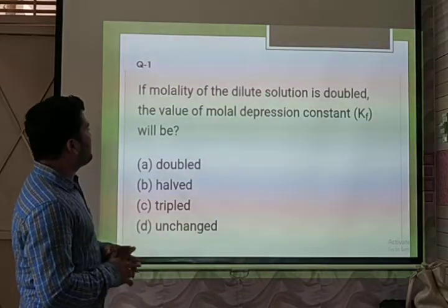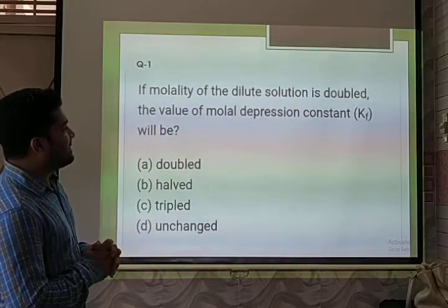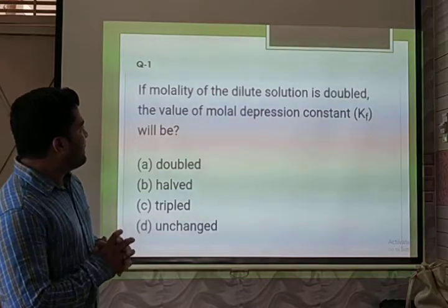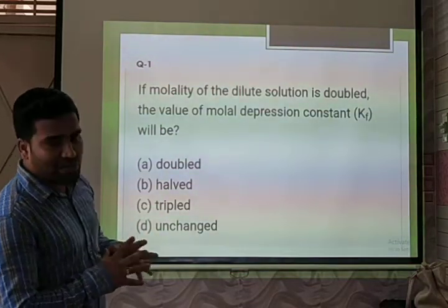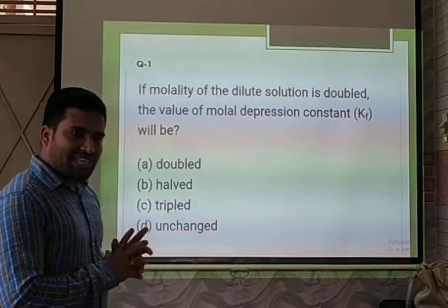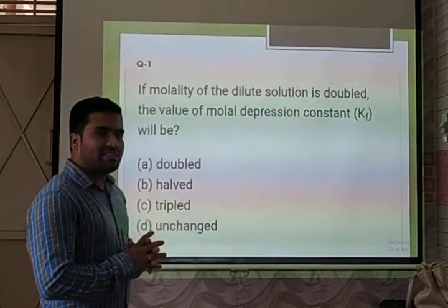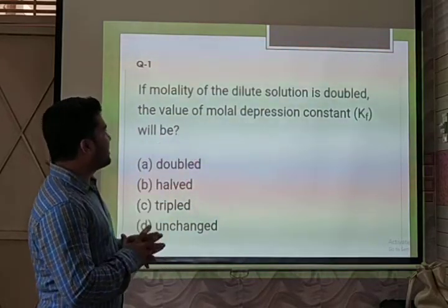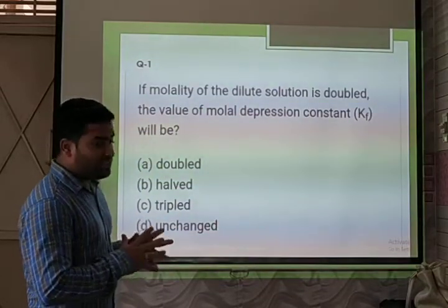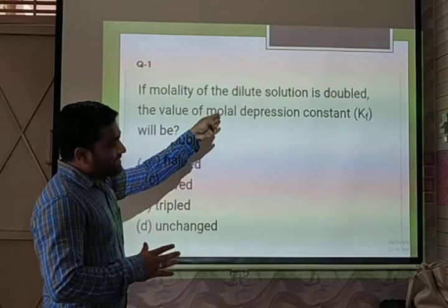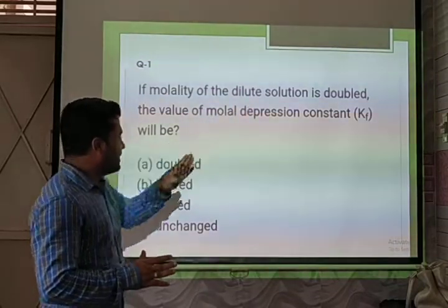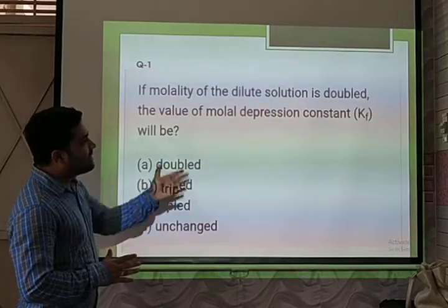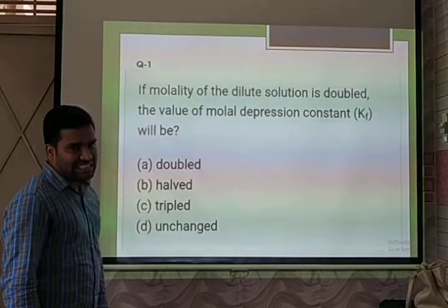So let's see the first question: if molarity of the dilute solution is doubled, the value of molal depression constant Kf will be? As we know, it is a depression constant. Delta Tf is directly proportional to molality, and we have a constant that is Kf. That means it doesn't have any relation with the change in concentration or temperature. So we can have options: doubled, half, tripled, or unchanged. It is a constant. That's why the answer is unchanged.